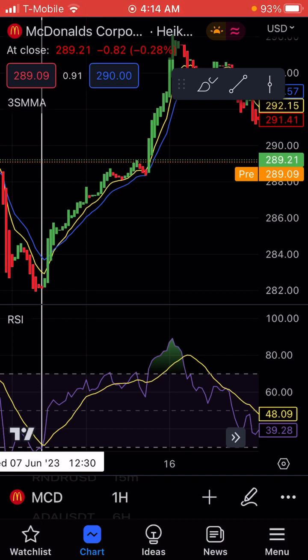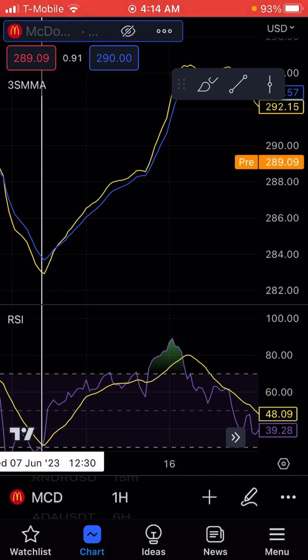Now, this is very important. If your RSI is signaling that it's crossing up, you want to make sure that your moving averages are also in that same direction. So the RSI is pointing for an uptrend. You want to make sure that your moving averages are also going up, or it looks like it's about to. It doesn't have to be right at that instant, but it has to look like it is about to go in that direction.